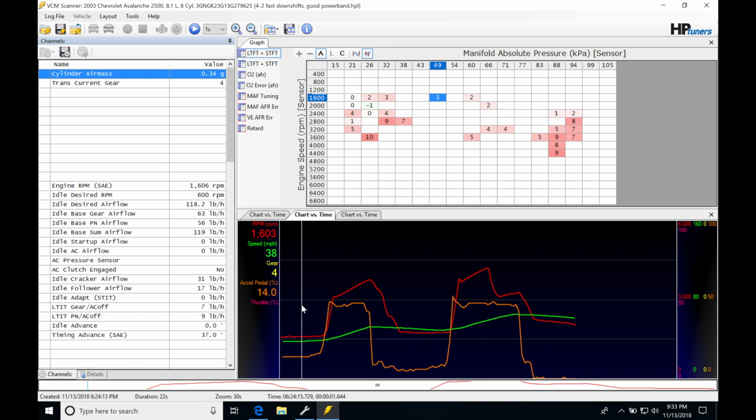So what we're going to be finding in here is that I was operating at 1600 RPM. I was at 38 miles an hour, fourth gear, 14% throttle. And all I had to do is give it a little bit of throttle. We can see I just went a little bit higher in throttle. I went to 18% throttle and immediately downshifted to third gear. I did not have to go to 50% throttle in order for that downshift to occur.